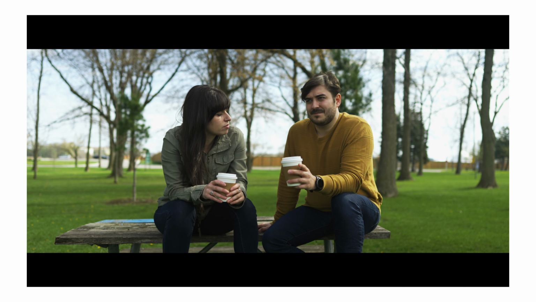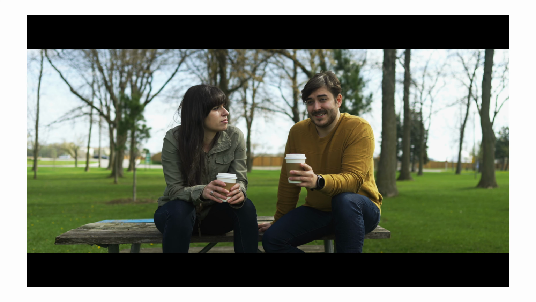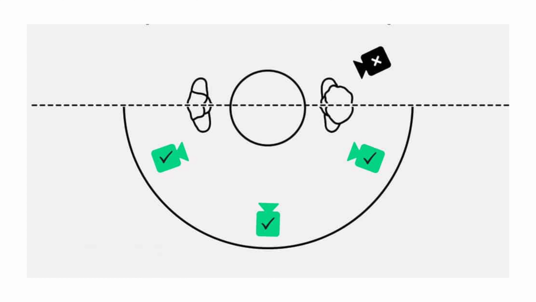Let's say you have two characters sitting and talking to one another in a scene. Now imagine an invisible line between those two characters. You can choose one side or the other side of that imaginary line to film on, and you cannot cross it. So you have a 180-degree angle to film those characters.